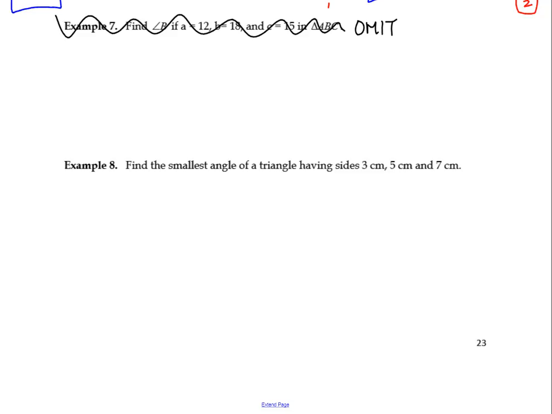So can you draw a triangle with sides 3, 5, and 7, approximate it? Something like that. Doesn't matter how you draw it. Well, it's not a right triangle, right? So it doesn't really matter. You could draw a larger one at top, but then the 3 would have to be something like that, right?